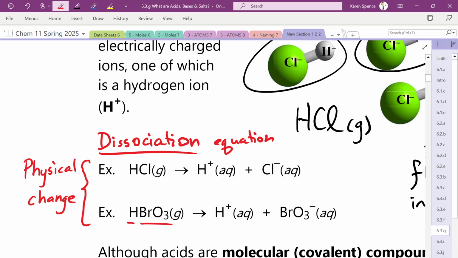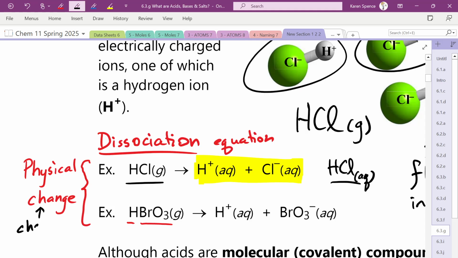Because if I really wanted to, I could write H plus aqueous and Cl minus aqueous. I could just write it as HCl aqueous. So I started with HCl and I finished with HCl. Was there any actual change of substance? No. Even though the ions have separated, we still consider that just a physical change because it's just a change of state. Okay? Physical change because it is a change of state only.